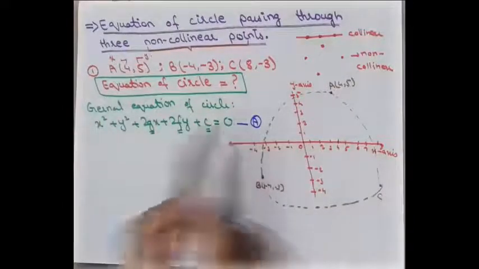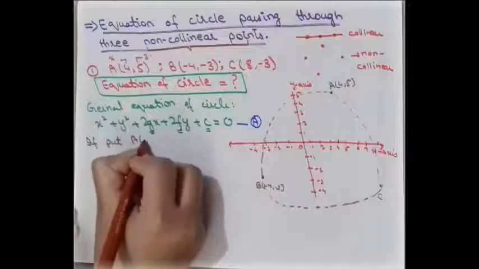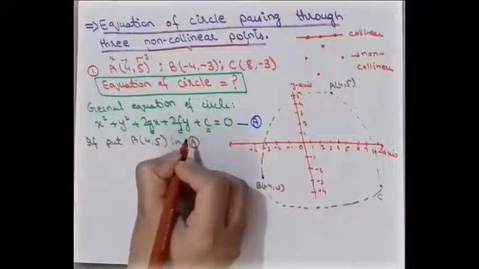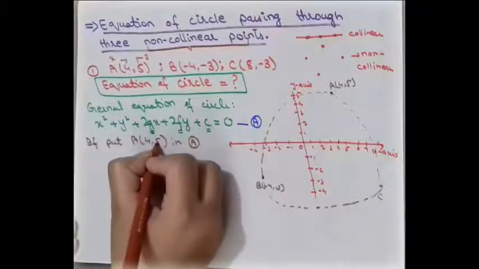We say that this equation is equation A. So if we put the point A, which is 4, 5, in equation A, then solve it. The value of x is 4 and the value of y is 5.